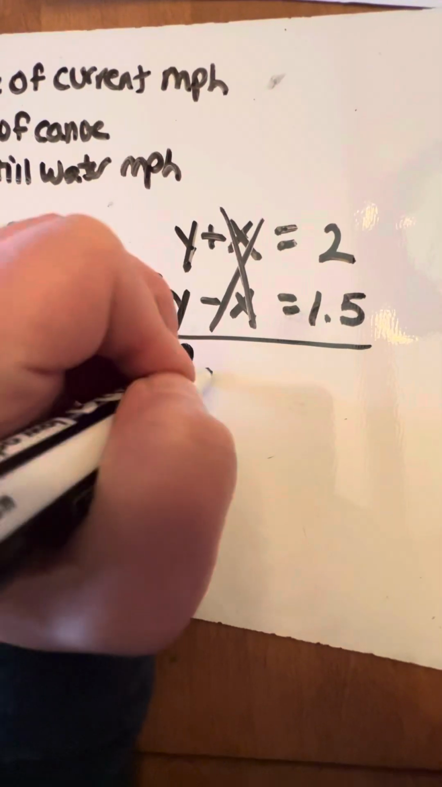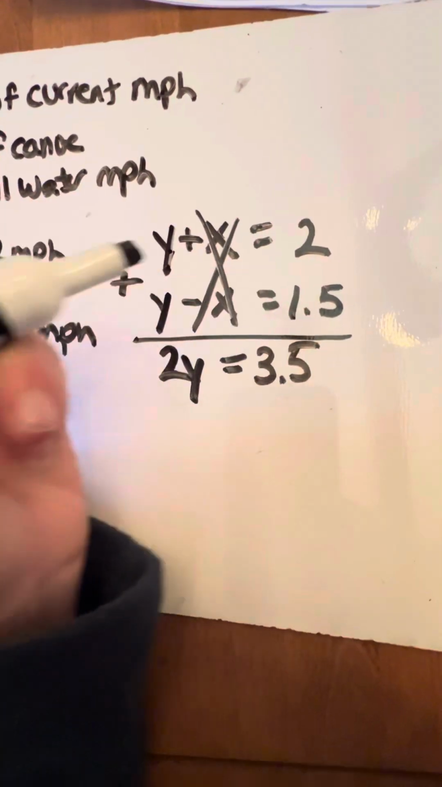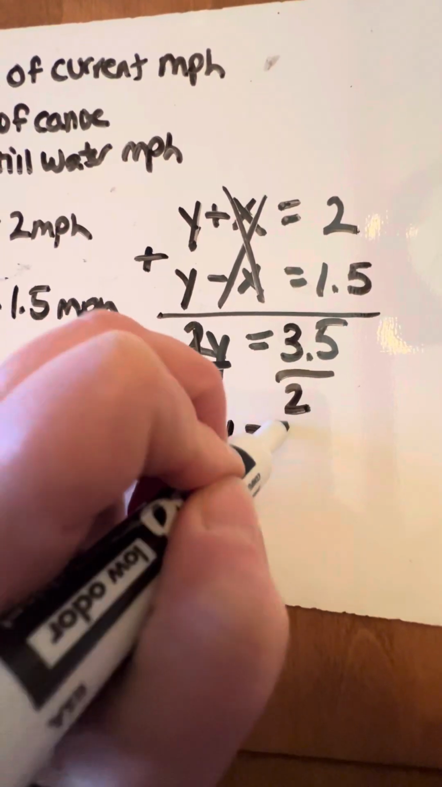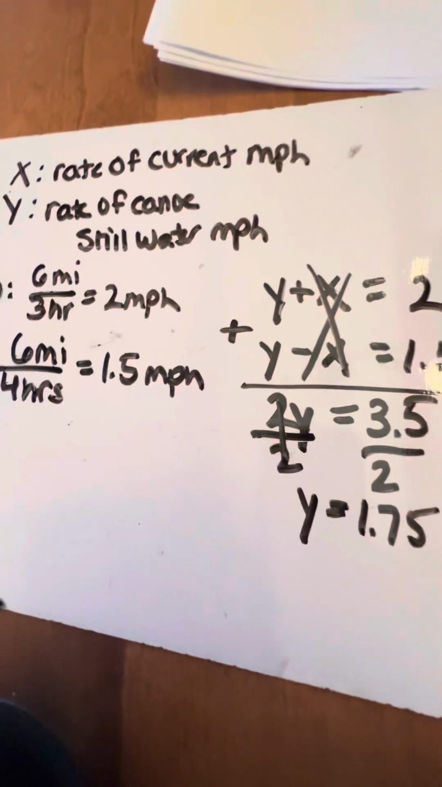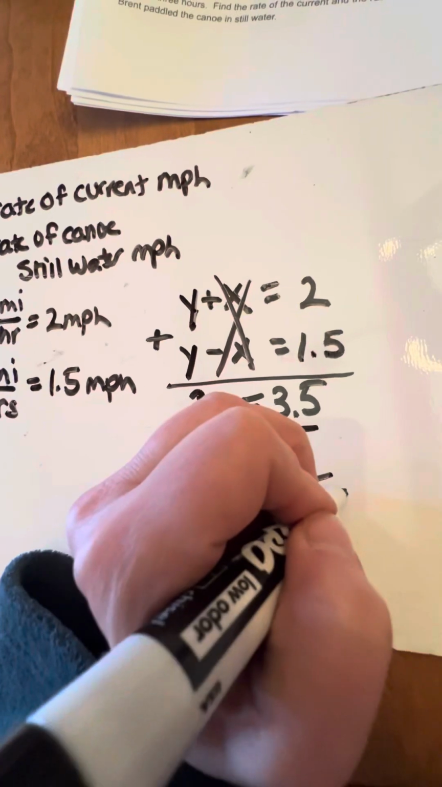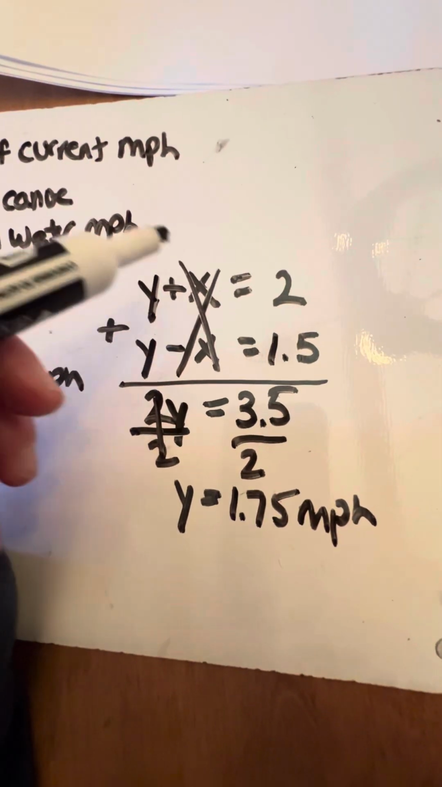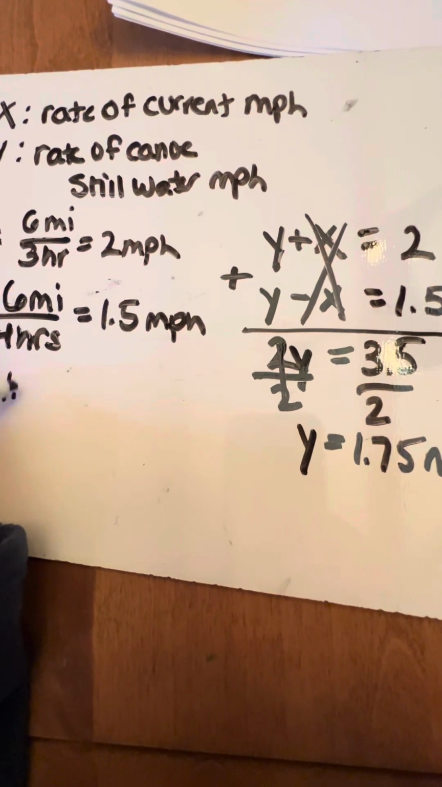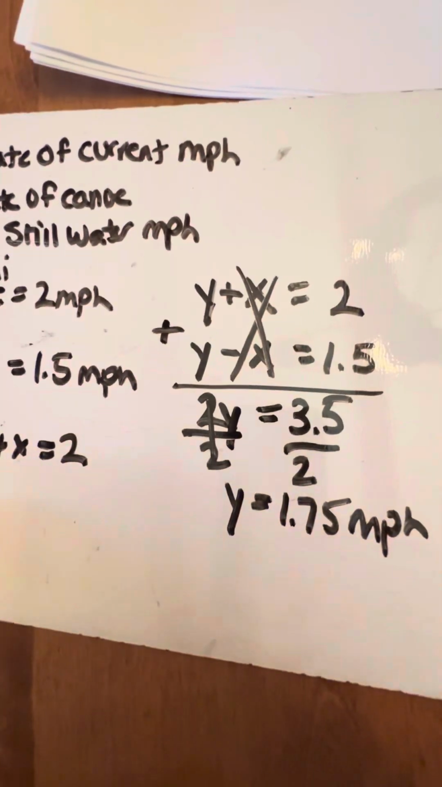Y plus y is 2y. 2 plus 1.5 is 3.5. And then I can easily divide both sides by 2, leaving me with 1.75 for y. So my y, my still water rate of my canoe, is 1.75 miles per hour. And then I can go ahead and plug it into either one of the equations. I'm just going to go with the first one I have here. So y is 1.75 plus that x is going to give me a rate of 2.